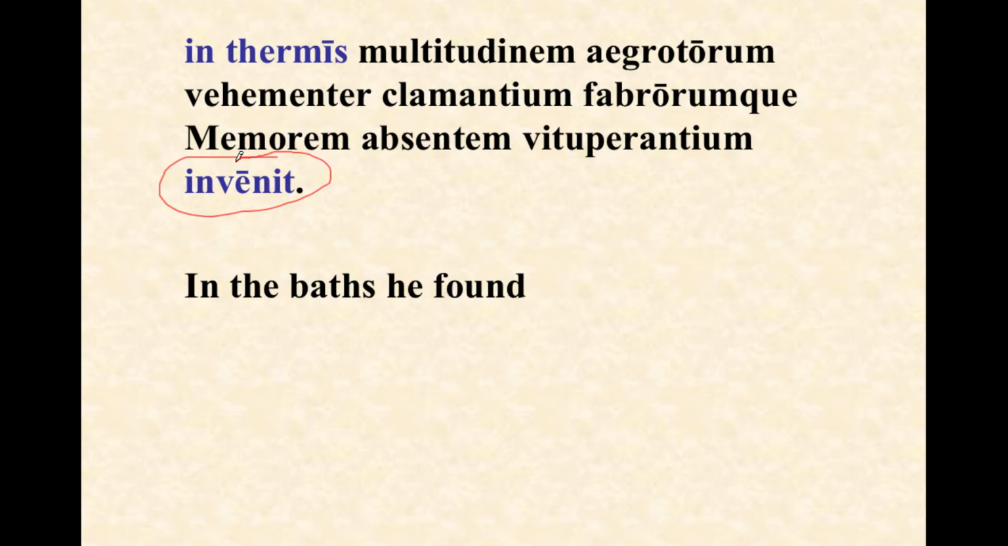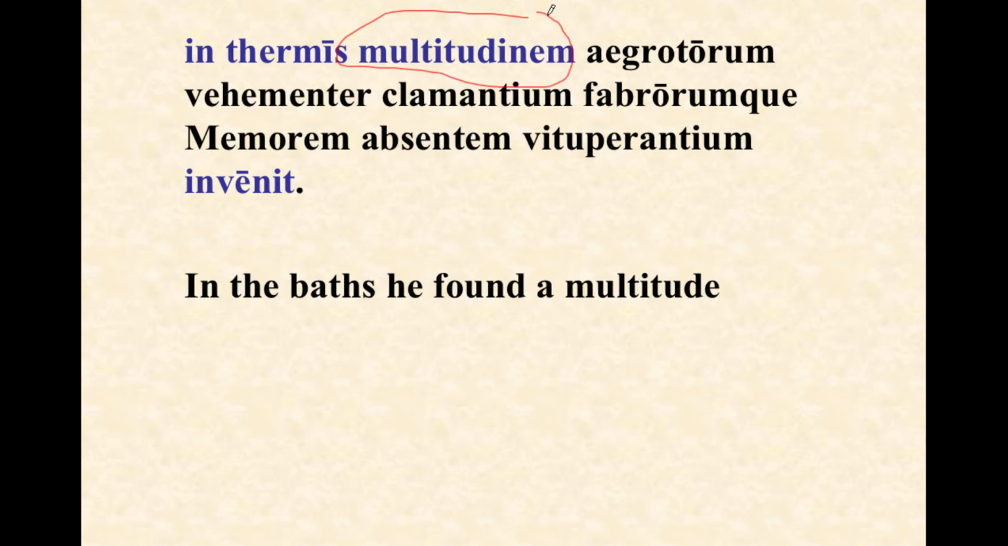Okay, perfect tense, invenit. Now, he found, we are going to have a direct object to that verb. And so, believe it or not, now we run all the way back to the front again. Multitudinem. He found a multitude. Now, you can also translate this as crowd. He found a multitude of what? Okay, look here. We have a genitive plural ending coming up. He found a multitude of sick people.